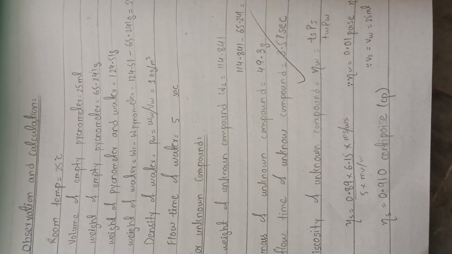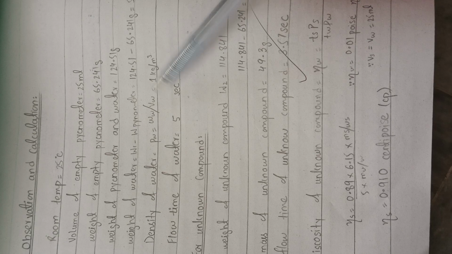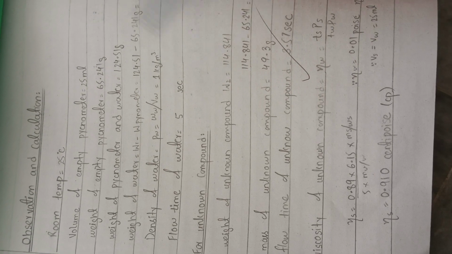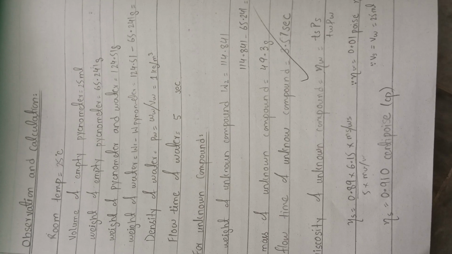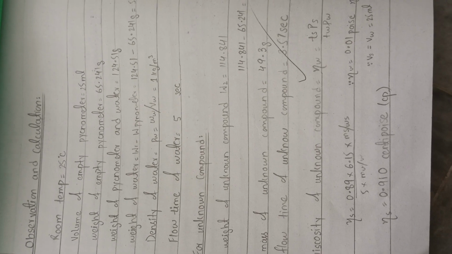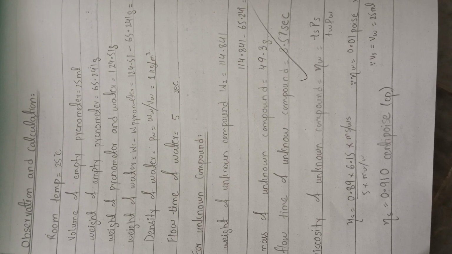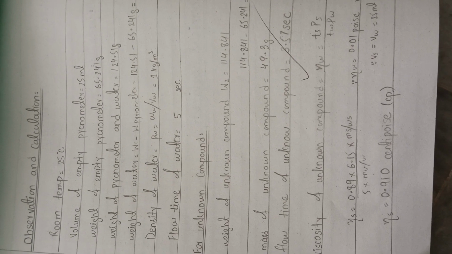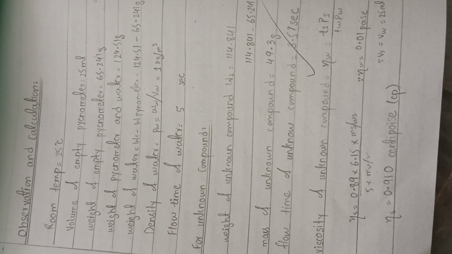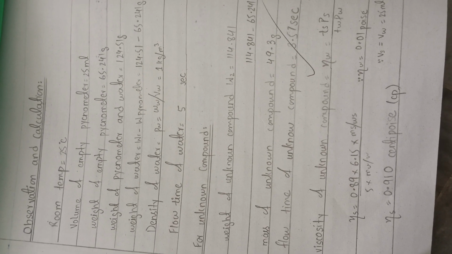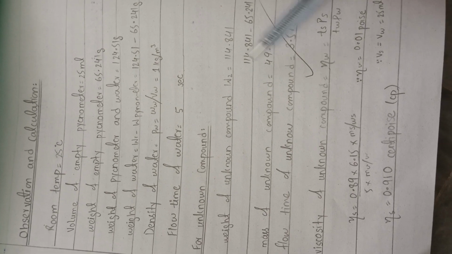So the mass in this piezometer is 59.27. You put this, and you put the volume, and after putting the volume you will get the density, and always the density of water is 1. Now the flow time of water is 5 seconds. How do you calculate this flow time? You put the water in your Ostwald viscometer, and then you see what time the water takes when it moves from point A to point B, as I mentioned in the first video.